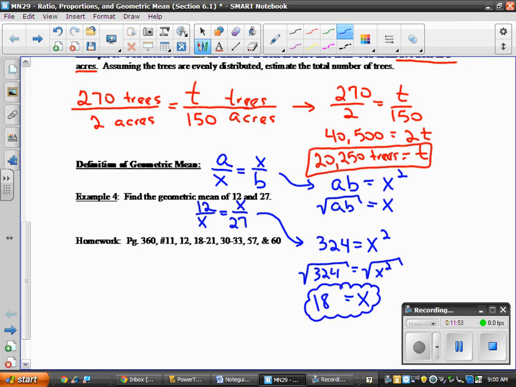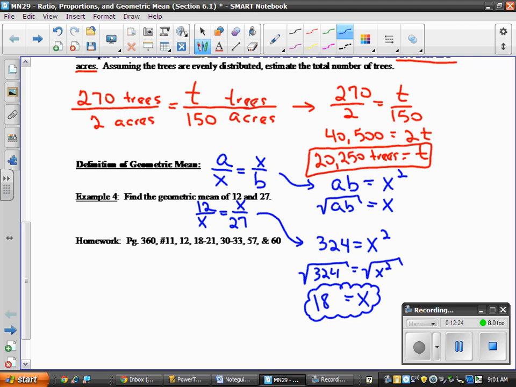So the geometric mean is different than the arithmetic mean, which is where you add them together and divide by however many you're adding together. This is different. This is using proportions. And we're going to be using this a lot as we go through the chapter, but the first thing I need to just do is teach you the skill of what a geometric mean is. So this is how you're doing it, very generic, but we'll get more into it in the next section.